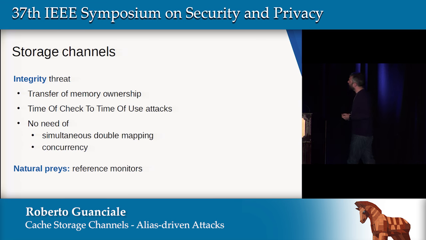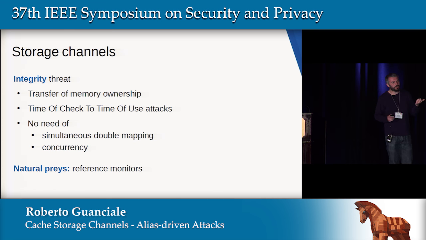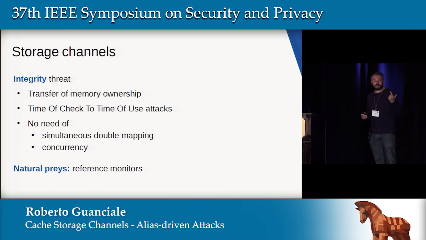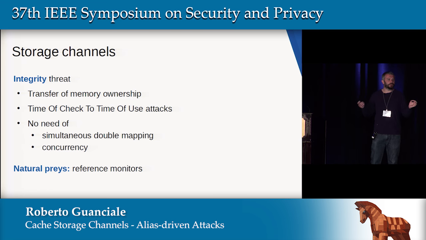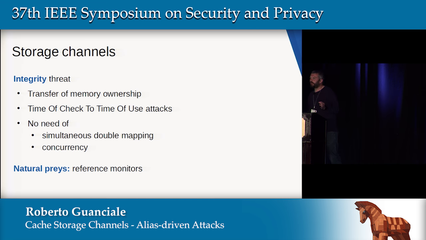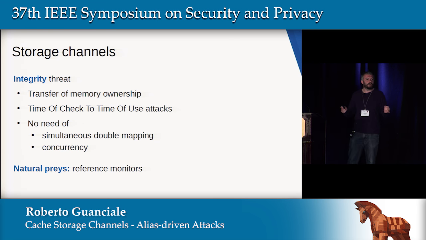So this is clearly an integrity threat. And it's based on two facts: the mismatched cacheability attribute and this transfer of memory ownership. Notice also that between the check of the security policy and the execution of the critical functionality, there was no simultaneous double mapping available to the attacker. So an instruction set architectural model will not predict this behavior of the attacker.